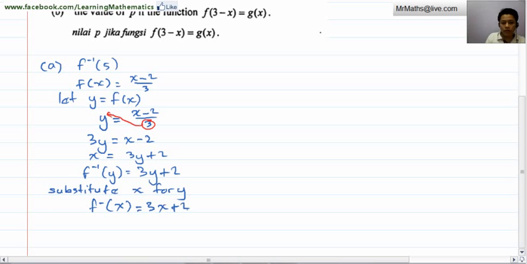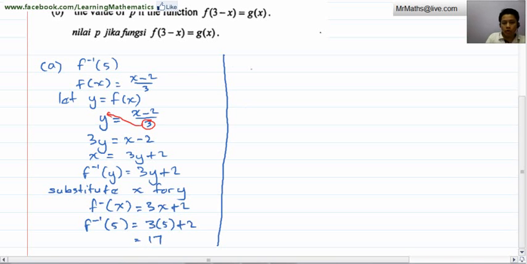Okay, so once we have got the inverse function for f, then we can find the value of f inverse of 5. Then we just replace the value. 3 times 5 plus 2, and then it becomes 17. Okay, this is a longer way. That is the shorter way. Let me just put it here.